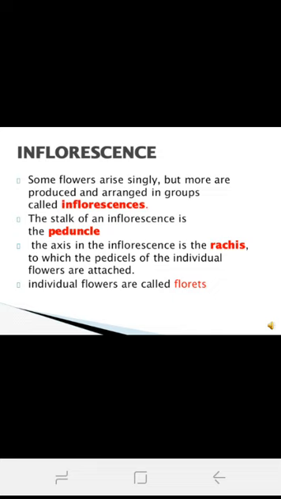So what is an inflorescence? Inflorescence is actually a cluster of flowers, or flowers arranged in groups. An inflorescence has an axis that is known as the rachis. It also has a stalk known as the peduncle. You have to differentiate it from the pedicel. Pedicel is the stalk of the individual flower. Peduncle is the stalk of the inflorescence. Then the flowers present in an inflorescence, the individual flowers, you can call florets.